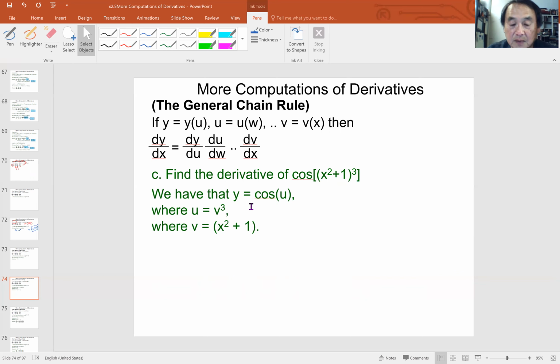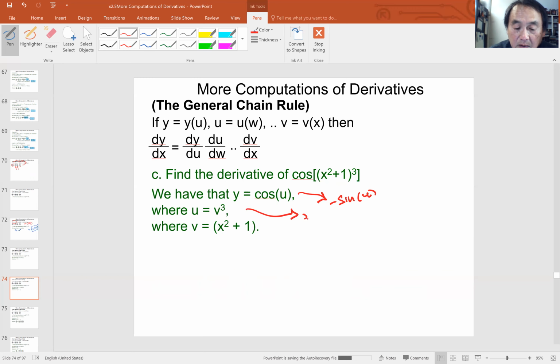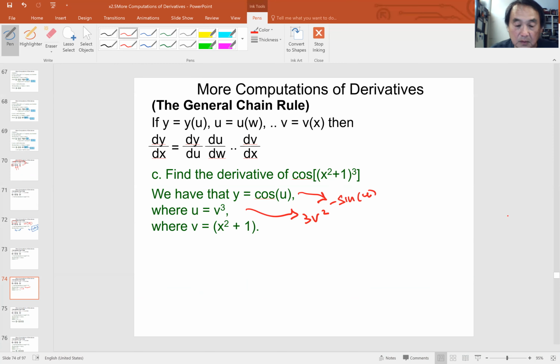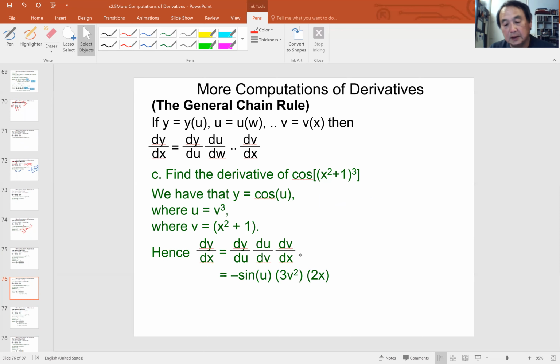Okay. Now, what's the derivative with respect to x? And the chain rule says the derivative with respect to x is going to be: derivative of this is going to be minus sine of u. Derivative of this is 3v squared, and derivative of x squared is 2x. And the derivative of this whole thing with respect to x is going to be: take these three things, multiply. Okay, and this is written out horizontally.